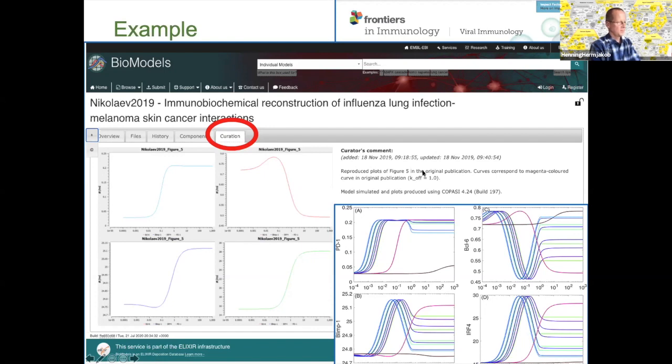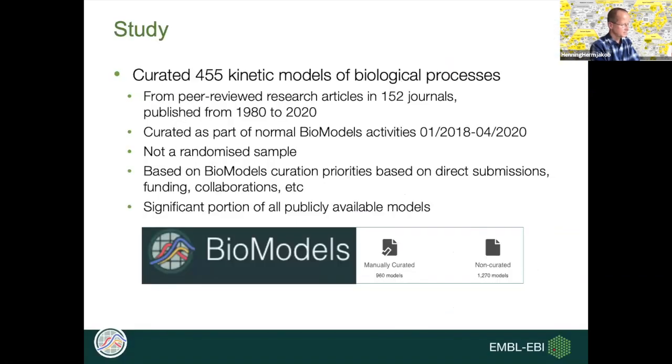So here we have reproduced the plots of figure 5. The curves correspond to the magenta colored curve in the original publication. And if you look here, you can see that indeed these curves are identical, and we consider this a successful reproduction. We also show how we have done this, with which tool, which version, etc. And this is available under the curation tab for every model in the curated section of BioModels. So any curated biomodel has been executed and works.